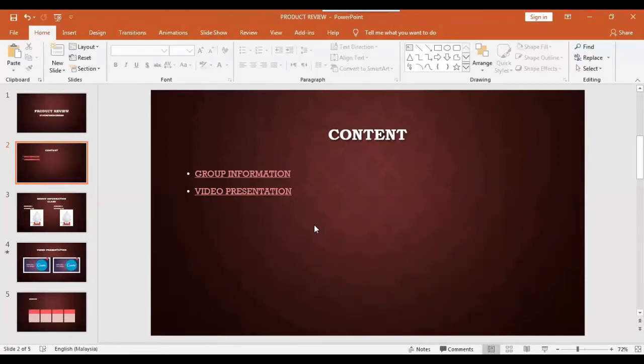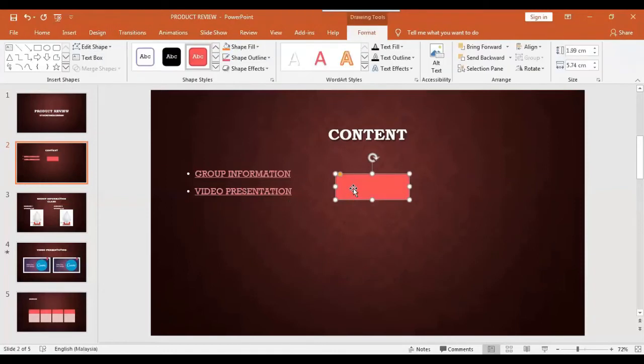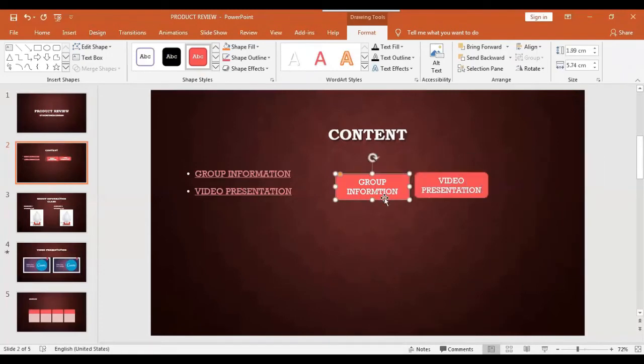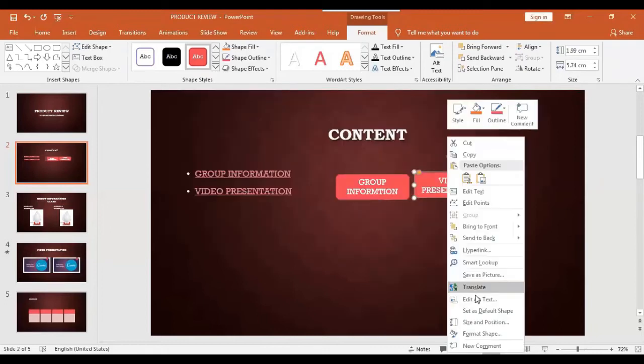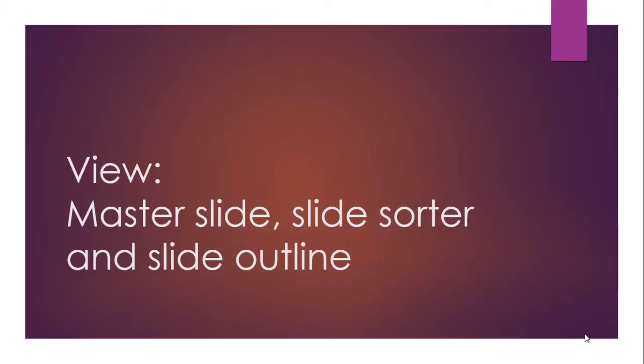You can also make it like a website where you just add a shape here, then add some text, group information, then copy this one, Ctrl C, Ctrl V, video presentation, and make this a hyperlink. Group information, and this one is video presentation. Then you can just click, and it will bring you to this one. Very simple. That's all for hyperlink.